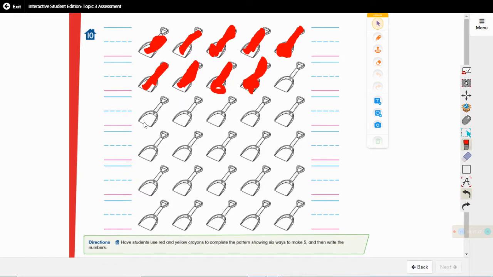In the next row, we're going to color 3 of them red. 5, 4, 3. What do you think will be next? Count backwards with me. Ready? 5, 4, 3, 2. We're going to color 2. Go ahead and color your 2 shovels red.